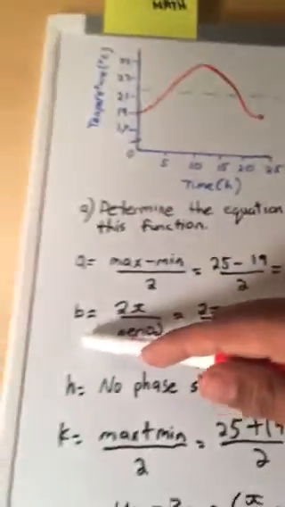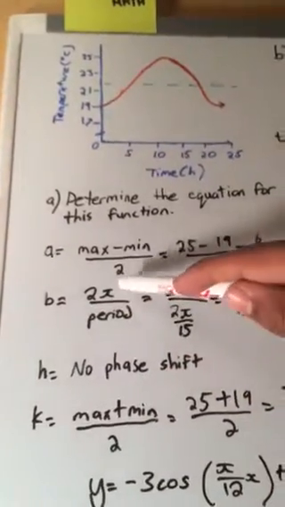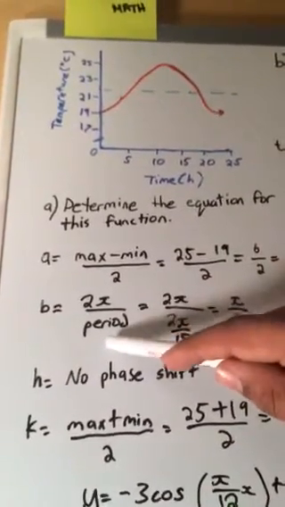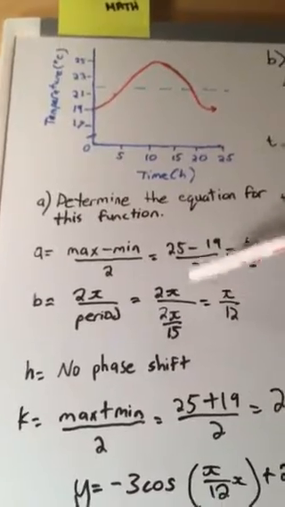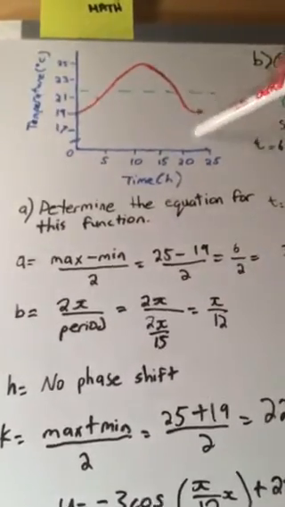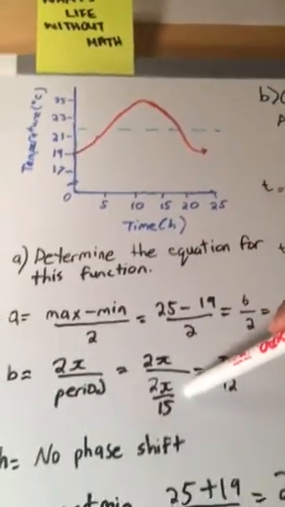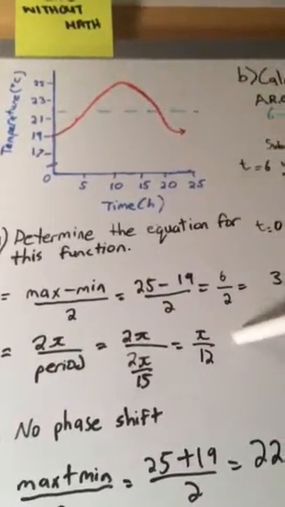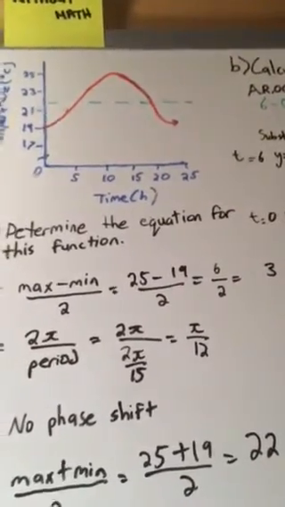Next, we want to find our B value. Our B value is 2 pi divided by our period. In this case, we do 2 pi divided by our period, which is 24, or 2 pi over 24, which gives us pi over 12.